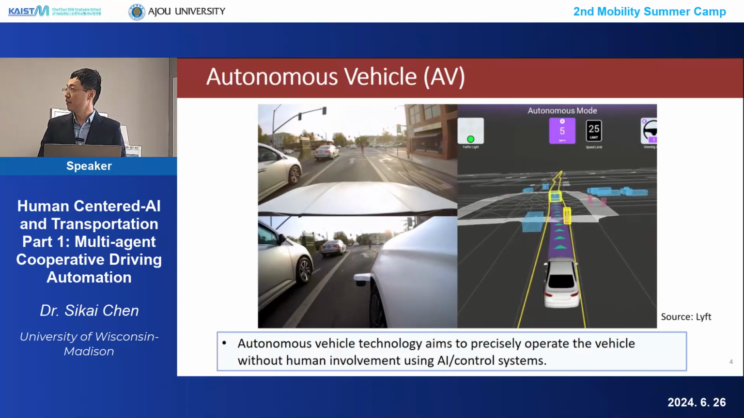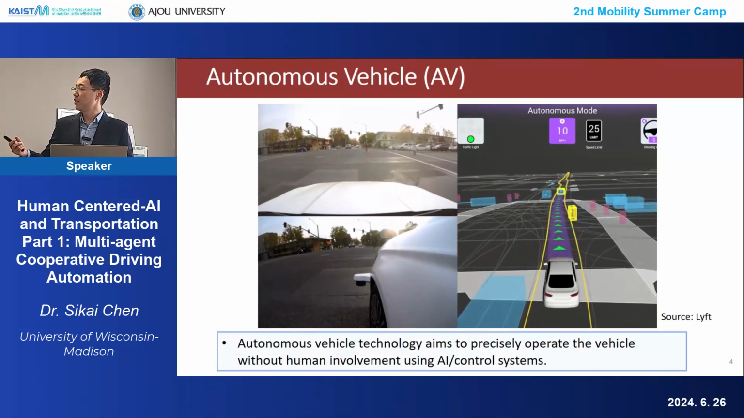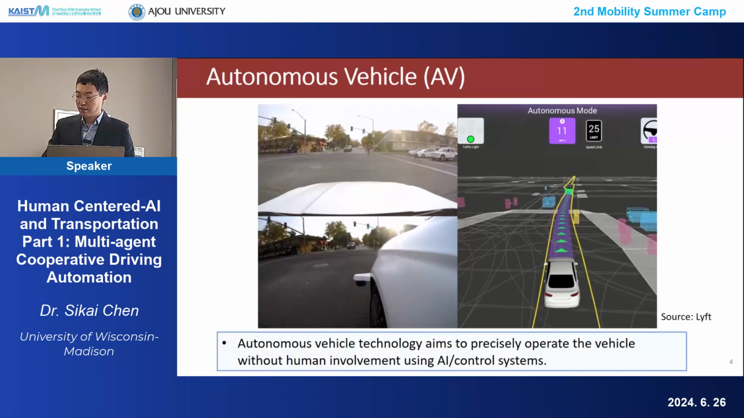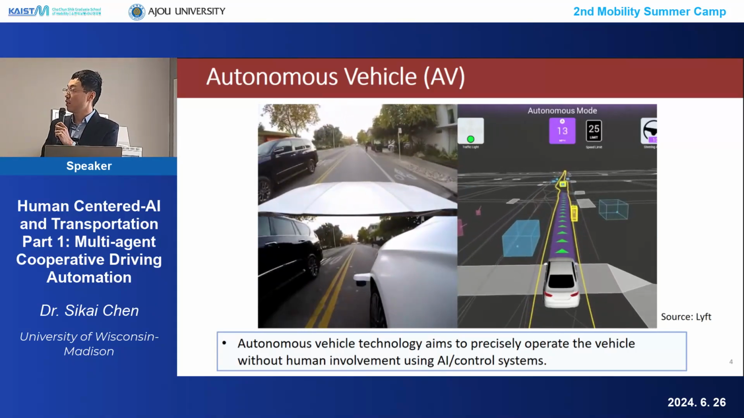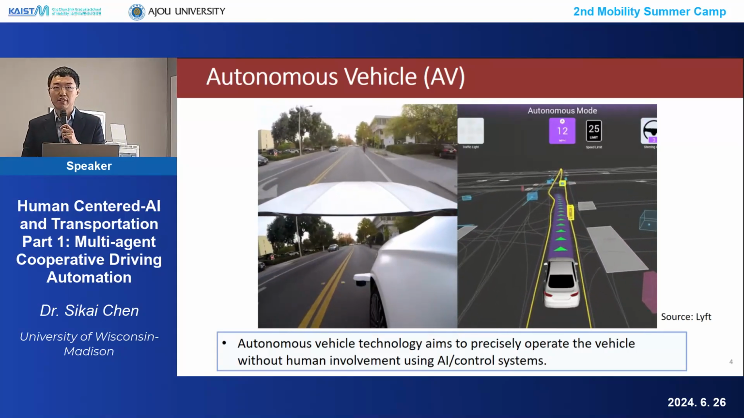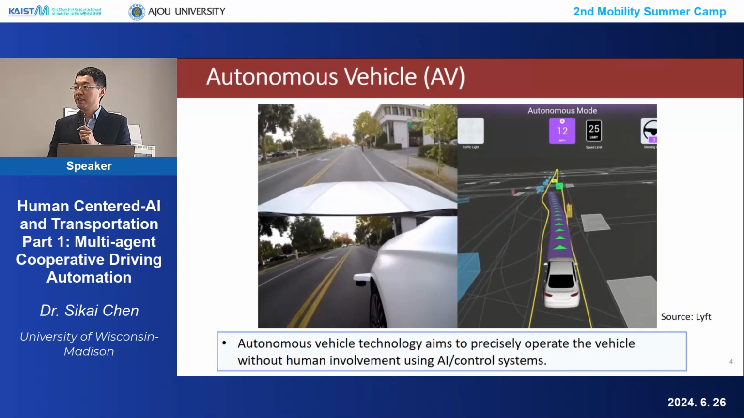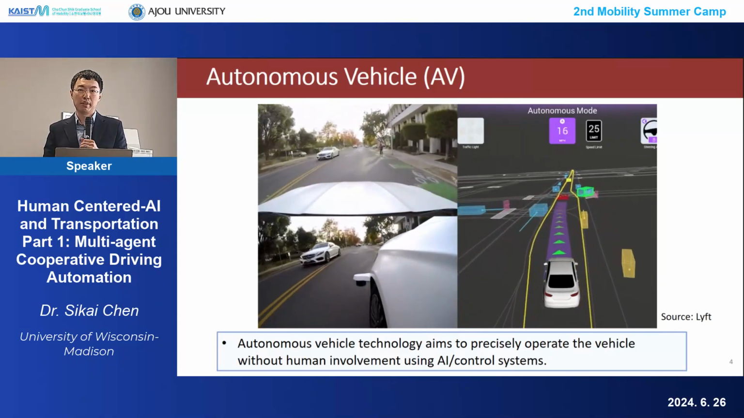If we look at this video, you can see that the car is very slow, even slower than the person riding the bike there, which is not necessarily a bad thing due to safety concerns. But in some other situations, this very conservative behavior may not be ideal.